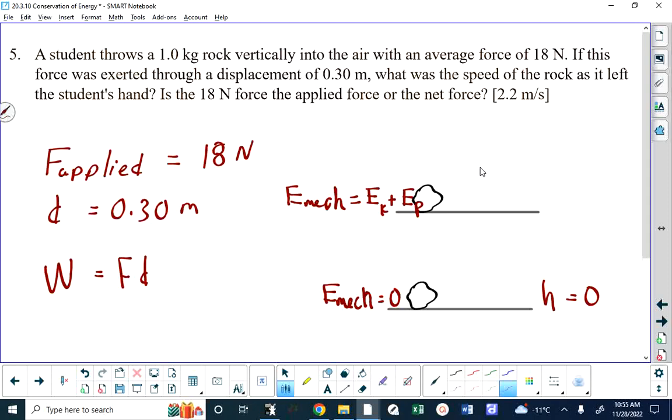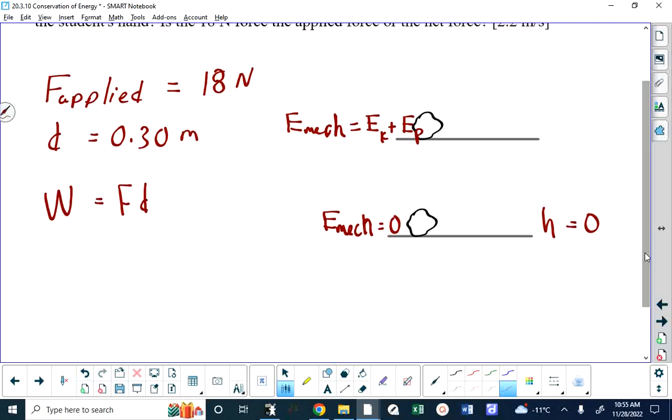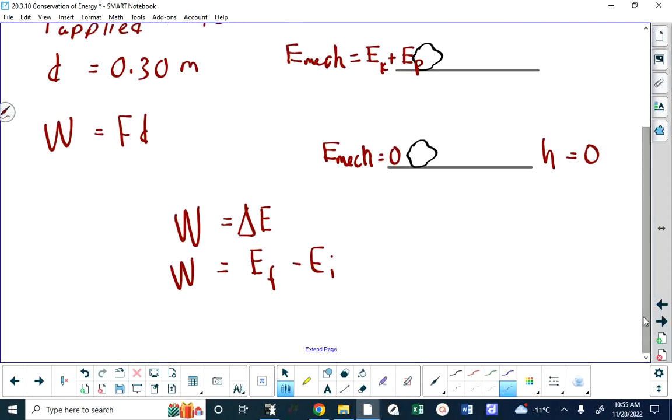And if no work was done, and I don't know how the rock could get from here to there with no work being done, but if no work was done, then this energy at the top would be equal to the energy at the bottom. But work was done. So the idea is that the work done is the change in energy, which means the work done by the student is the final energy minus the initial energy. It's always final minus initial, always. There is one exception to that in physics 30, but that's a long ways off.